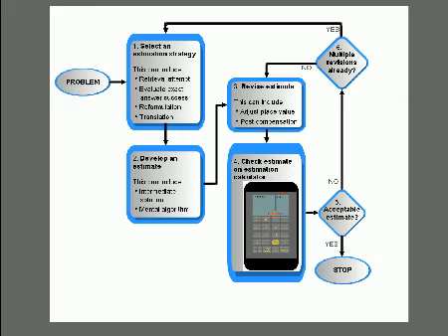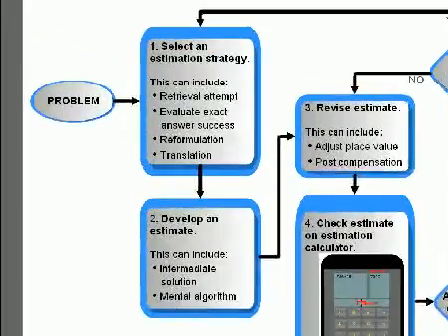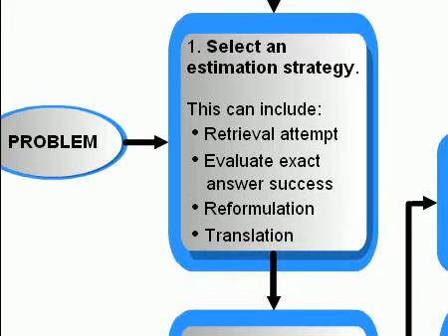We have broken down the steps of computational estimation into a flowchart with 6 steps. I'm now going to explain these steps and the 3 different pathways that students and tutors follow through the flowchart. Step 1. Select a strategy.